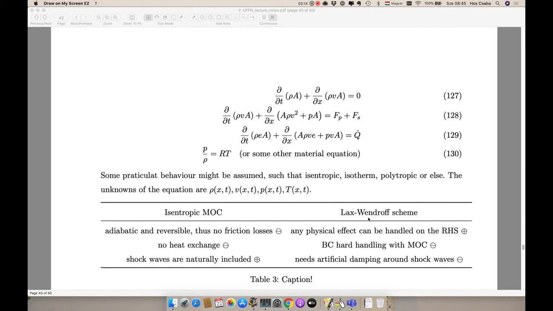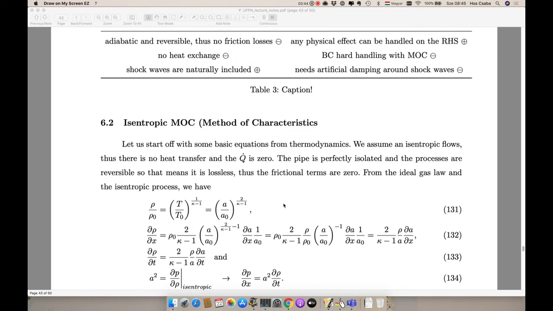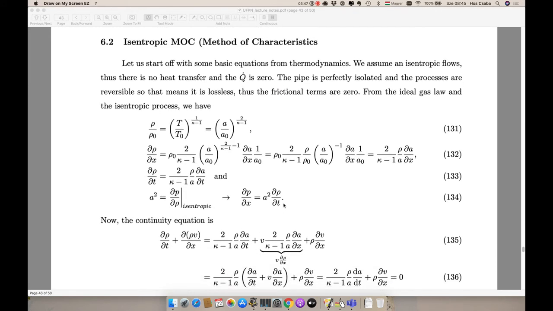The Lax-Wendroff scheme will be a finite difference scheme, so any physical effect can be handled: heat flux, friction force, whatever you want. The boundary conditions, I prefer to handle them with the method of characteristics, but you'll have a problem here because as it's a finite difference scheme, it will oscillate around shock waves, so we will need artificial damping around shock waves. Okay, and then we start the isentropic method of characteristics. There's a bracket missing here.